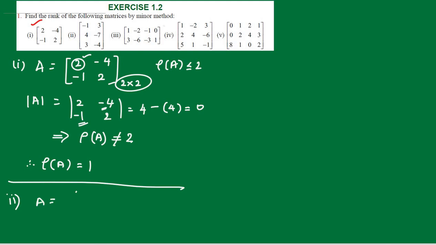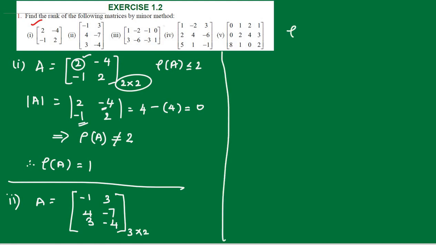Given A is equal to -1, 3, 4, -7, 3 and -4. The order of the given matrix is 3 by 2. It has 3 rows and 2 columns, and naturally the rank of the given matrix must be less than or equal to the minimum of 3 and 2, and therefore the rank must be less than or equal to 2. I take a minor here. Deleting any row or column in the given matrix gives a minor. So I take the minor according to our problem; I consider the 2 by 2 minor here.